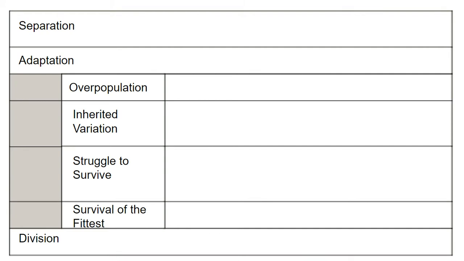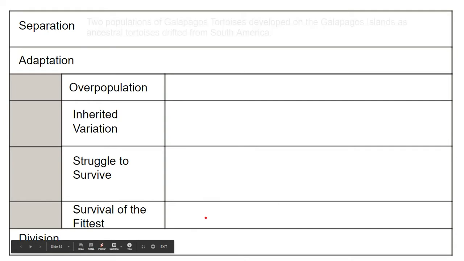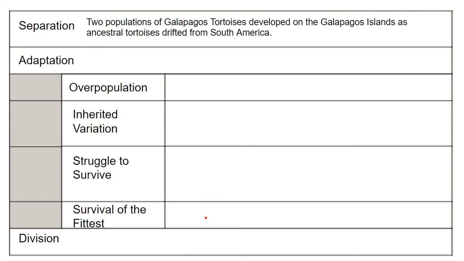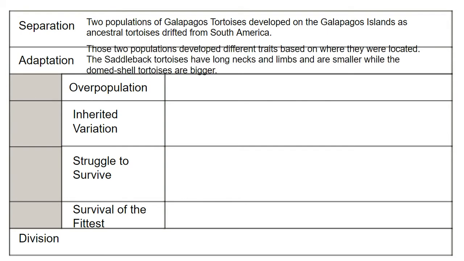So now, instead of just explaining what these are, we have to apply them to an example. So with the tortoises, two populations of tortoises developed on the Galapagos Islands as ancestral tortoises drifted from South America. Adaptation. Those two populations developed different traits based on where they were located. The saddleback tortoises have long necks and limbs and are smaller, while dome-shelled tortoises are bigger.